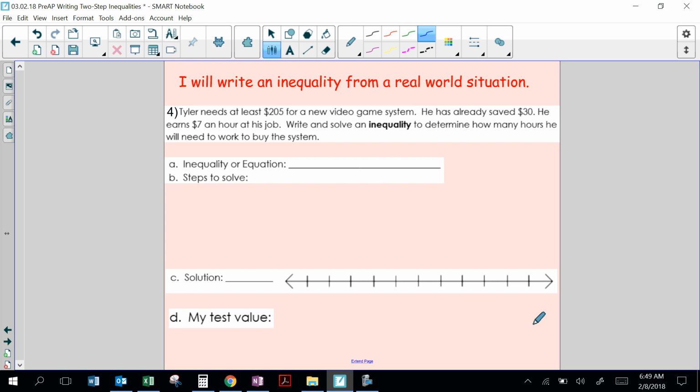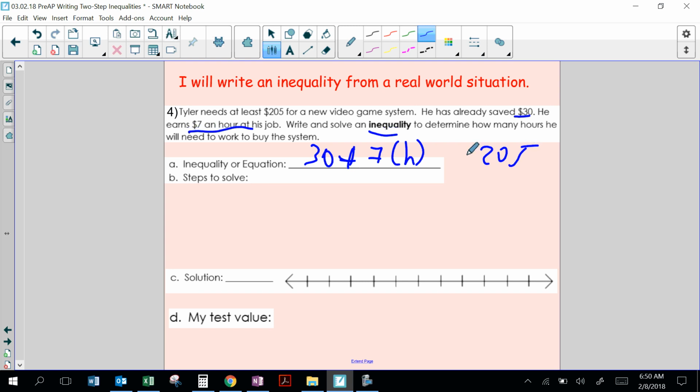And our last one, number 4. Tyler needs at least $205, so we know it's an inequality, for a new video game system. Spoiled kid. He's already saved $30. He earns $7 an hour at his job. Oh God, it's going to take him forever. How many hours will he need to work? He has already saved $30, plus he earns $7 times the number of hours, but he needs at least $205.